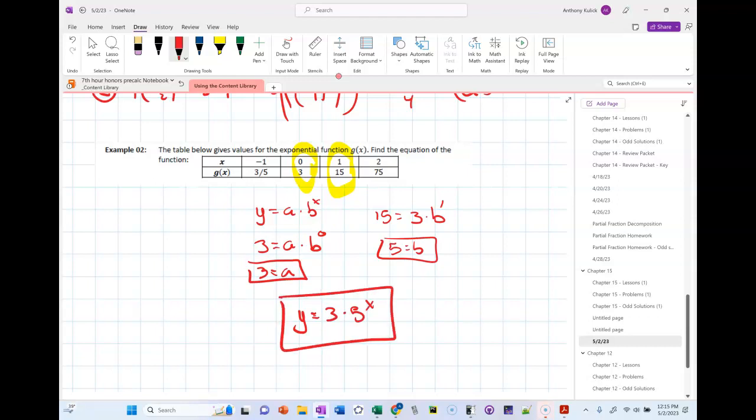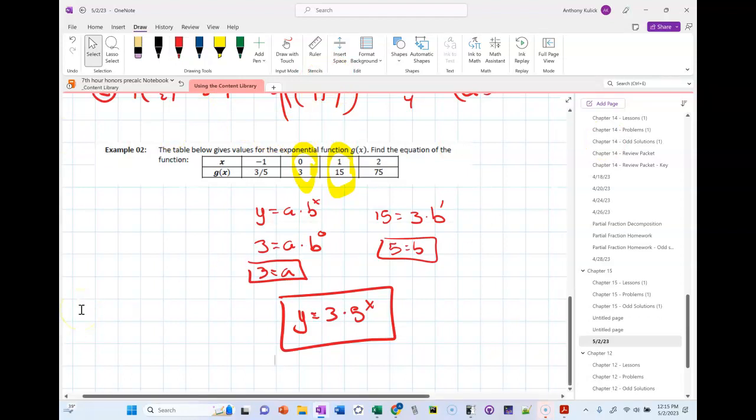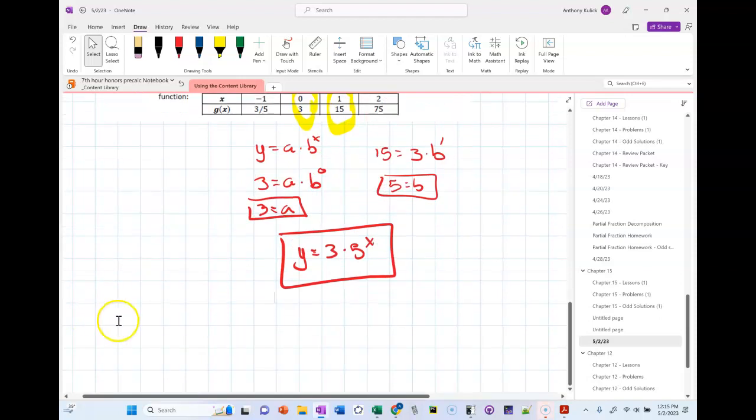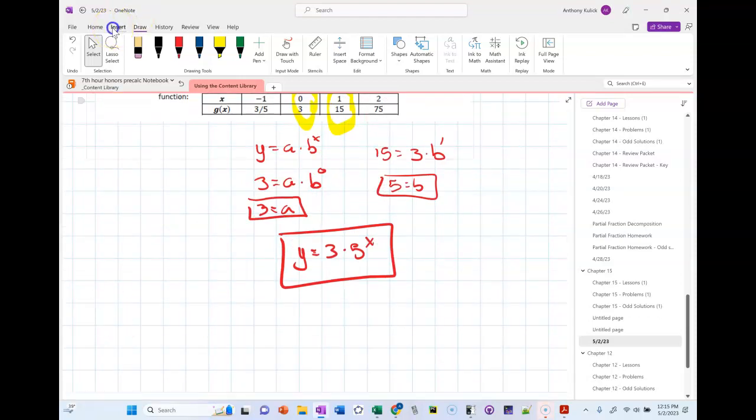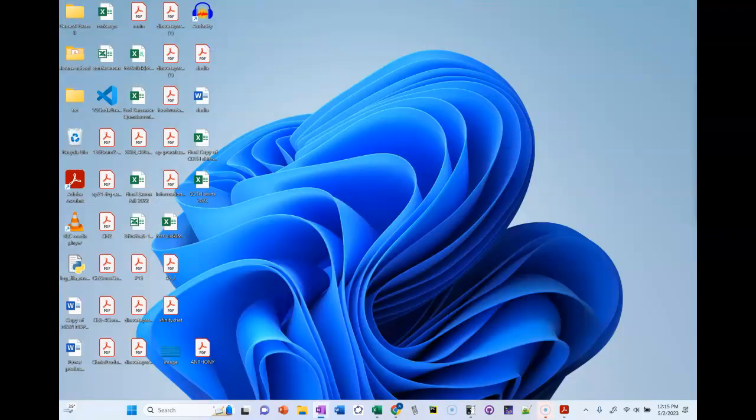Done. Mr. Kulik, pretty easy. Yeah, if you used any of the other points, you'll still get the same answer, but the algebra is a lot stinkier. Which again, my life is stinky enough. I don't need to make my life stinkier than it needs to stink.